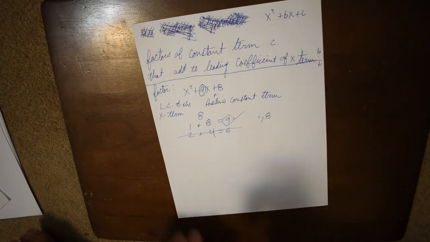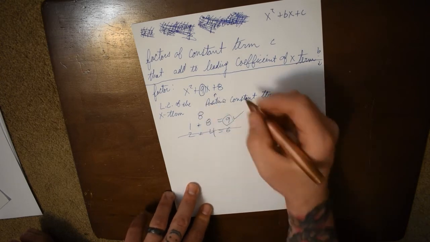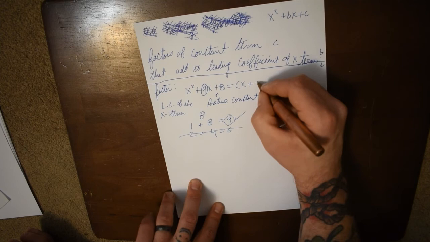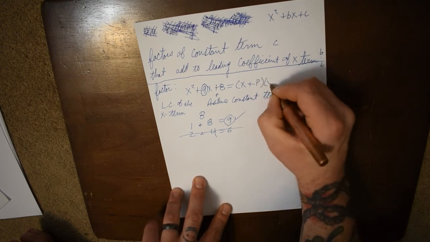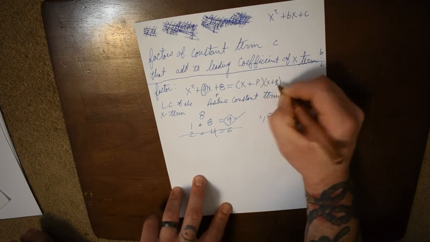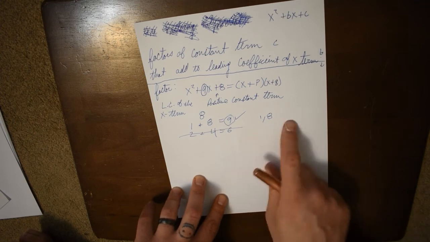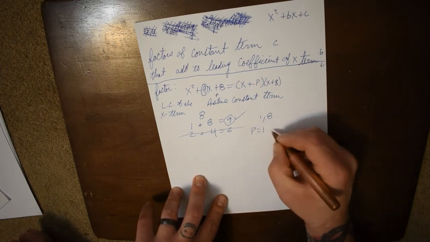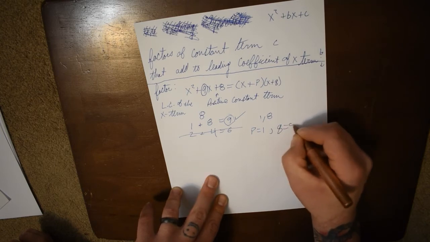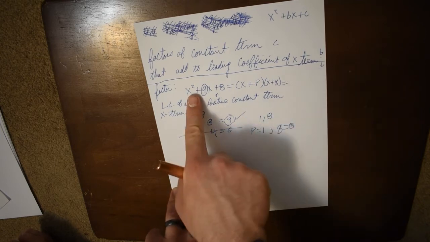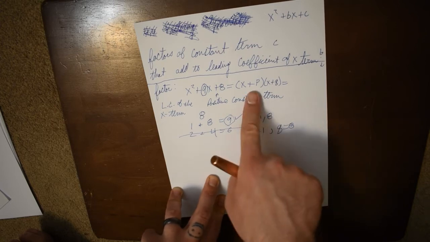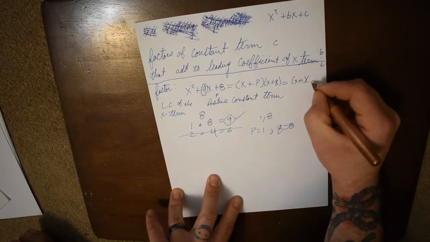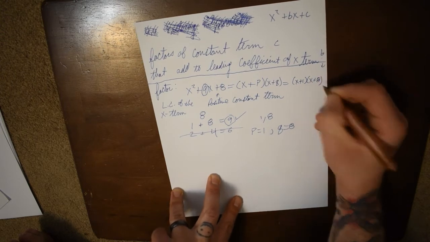Those are our numbers. And we want to factor this polynomial into an x plus, well, on the back side we call that x plus p and x plus q. It doesn't matter which one you call which. So we can let p be equal to 1 and q be equal to 8. And then just filling these in where they go, x plus 1 times x plus 8.